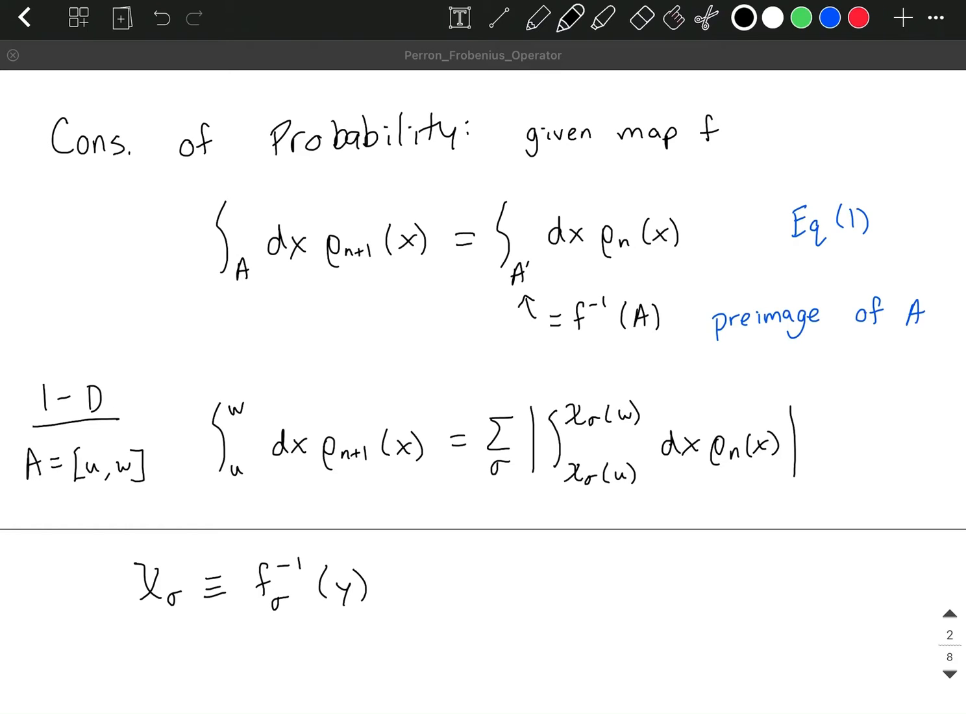And for many maps, there isn't a single preimage. Let's say that we have a piecewise function. There would be multiple inverse functions or multiple preimages. Or for the logistic map, for example, there are two preimages because there's a positive and negative root solution to the equation. And so sigma is the subscript that distinguishes between the various preimages of y.